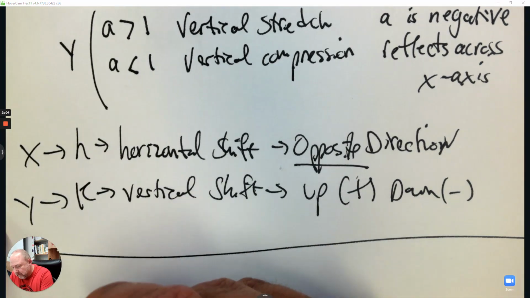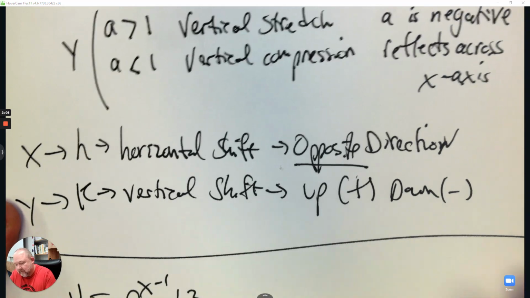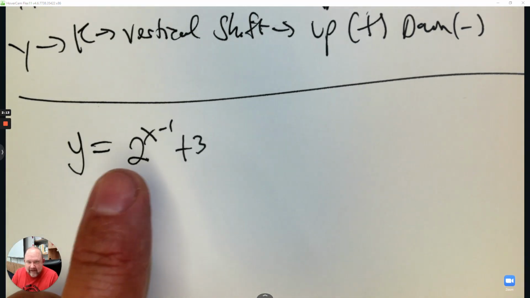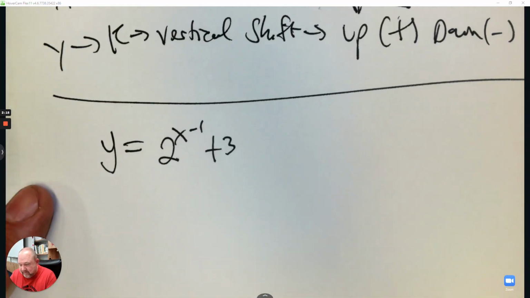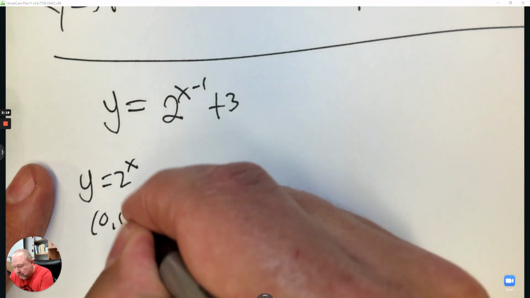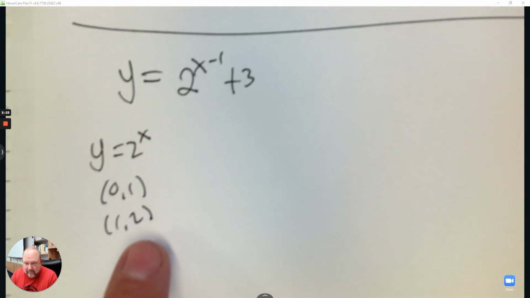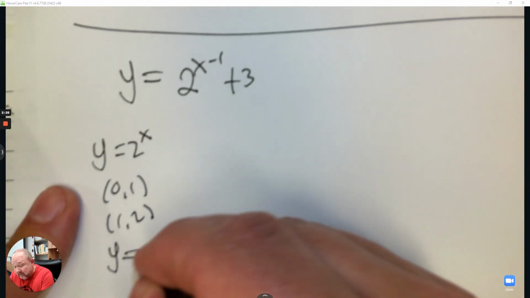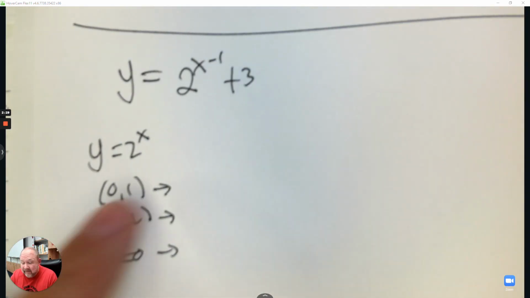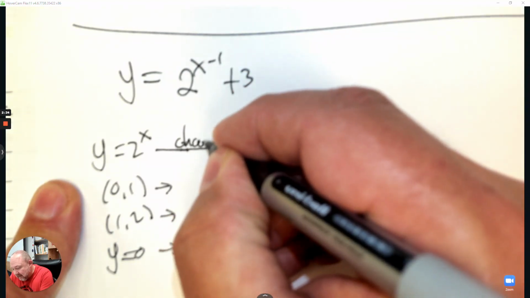So let's look at this really quick. I want to graph this function, and I want to understand what the steps are. So here we have an exponential with changes to it. First we write down the basic exponential, and we write down 2 points that go with it. So (0, 1) and (1, the base), and the asymptote. That's from the other lesson on graphing a basic exponential. Then what changes took place from there?